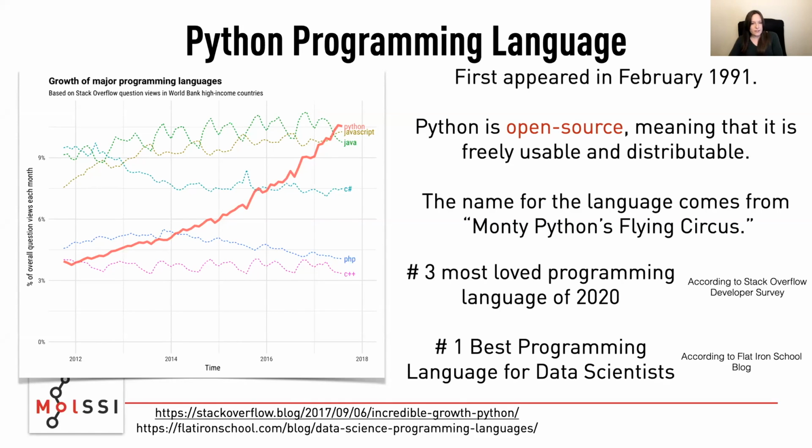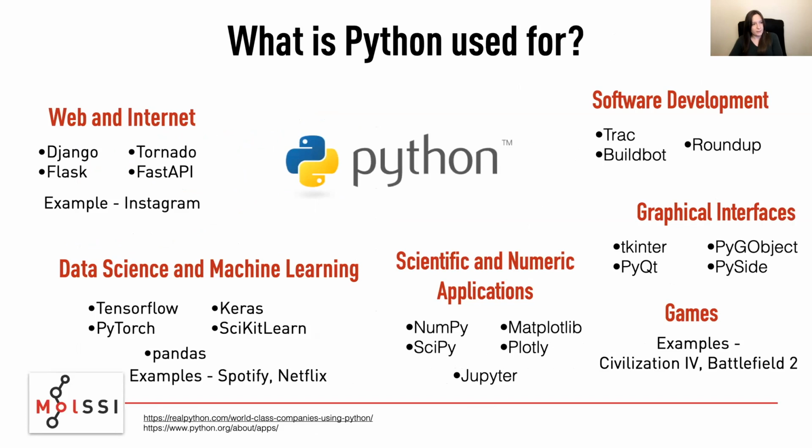So we know that Python is used for data science, but in general, it's actually a very multi-purpose programming language. So Python is used in a lot of different areas. It's used for websites. And one example of that that you may be familiar with is Instagram. So Instagram uses Python. It's used in data science and machine learning. And these bullet points are Python libraries, which we'll learn about what that means during this workshop.